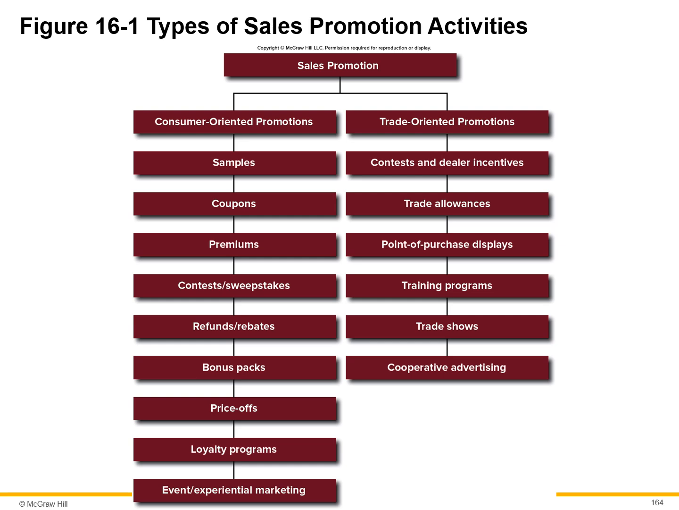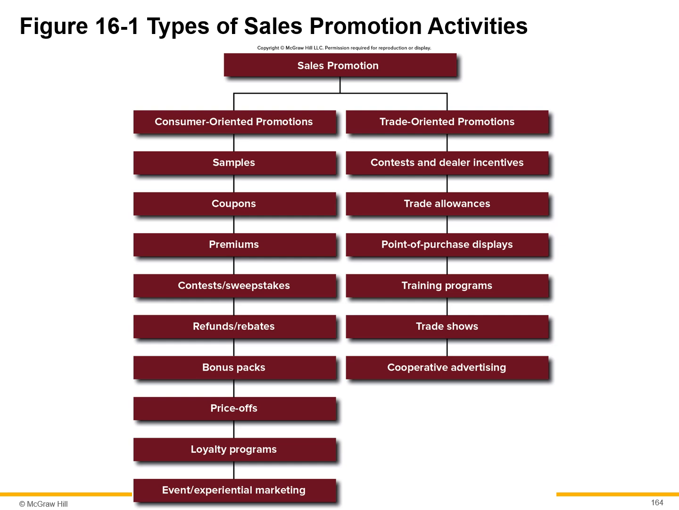For consumer-oriented promotion, you can give them samples. Everyone loves samples. Give them coupons. Many people use coupons. Many enjoy premiums. Let them enter a contest or sweepstakes. Refund rebates are delayed: you don't get the money right away, but later. Bonus packs are kind of like premiums. Price offs. Loyalty programs, like frequent flyer programs, frequent shopper points, etc. Events, experiential marketing, etc. These are all targeted to the consumers, the end users.